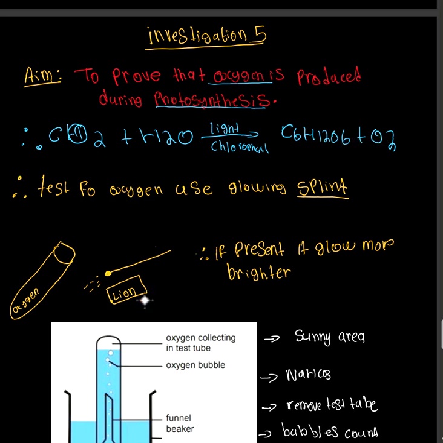Normally, oxygen is produced as bubbles. So how do we know that these bubbles that are formed are oxygen or not oxygen? We do what we call a glowing splint.